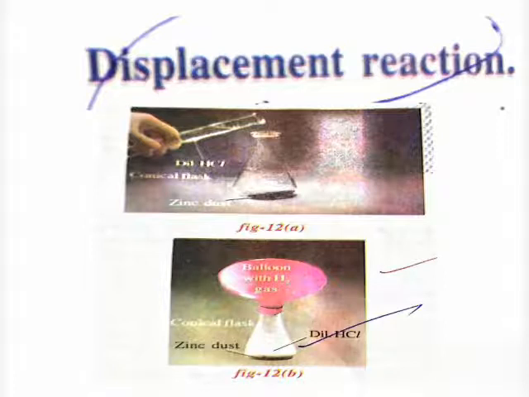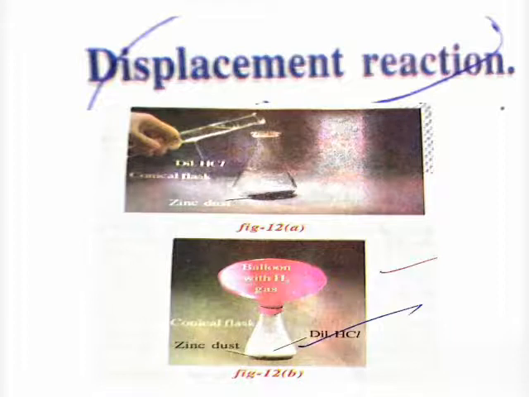So zinc pieces react with dilute hydrochloric acid and liberate hydrogen gas as shown below. Zinc reacts with hydrochloric acid and displaces the hydrogen from hydrochloric acid, so zinc is more reactive. Previously we discussed that generally metals which are more reactive than hydrogen displace it from an acid. So zinc combines with hydrochloric acid and gives zinc chloride and H2.